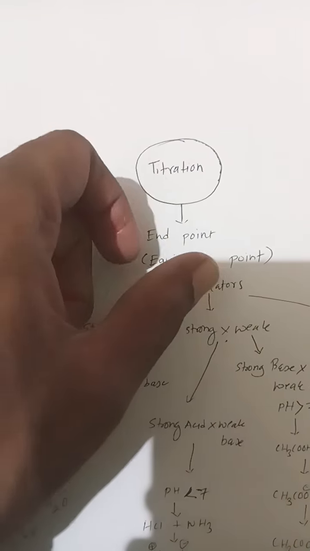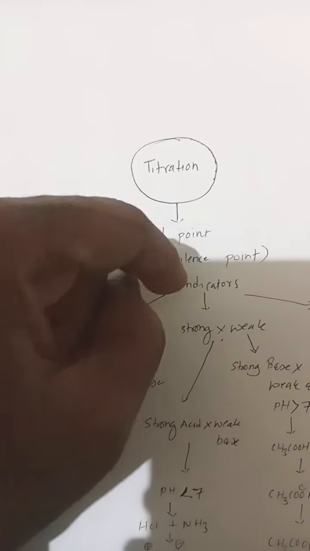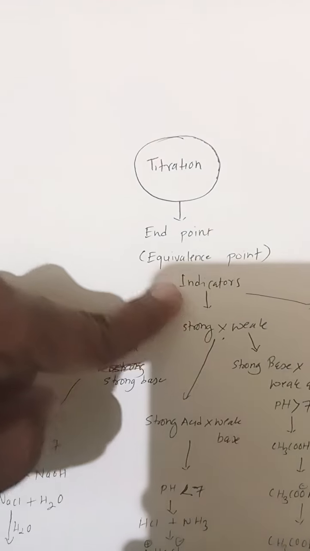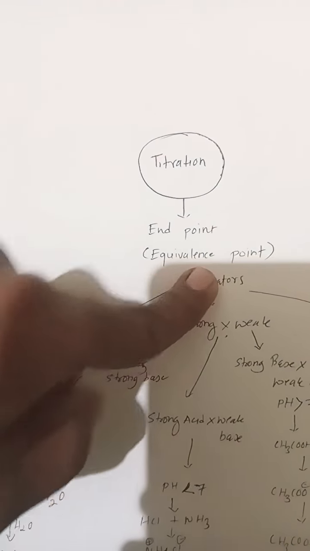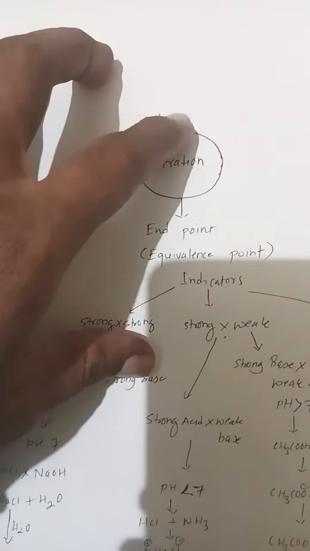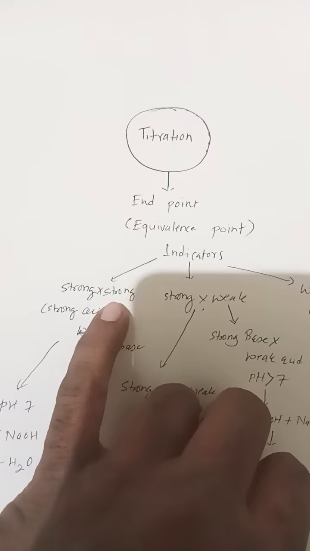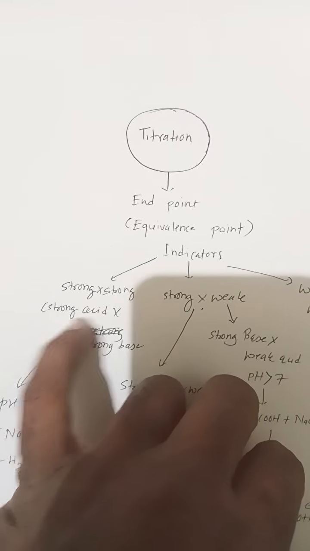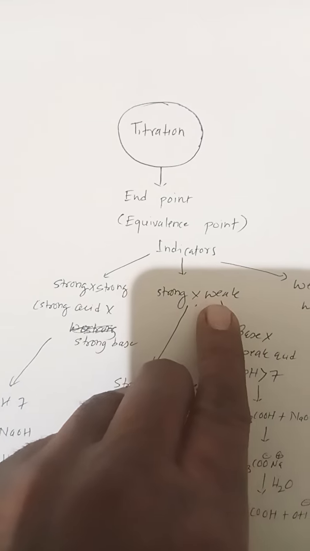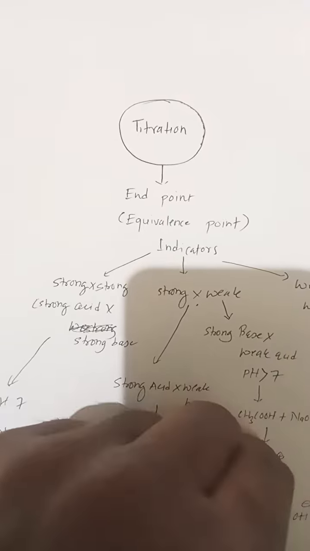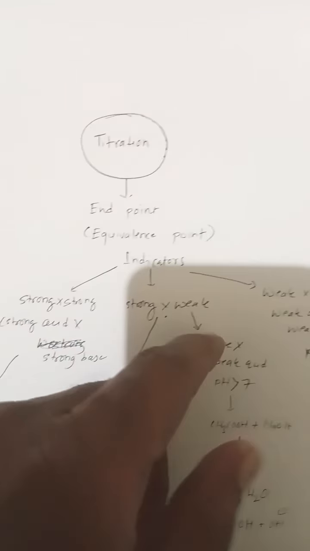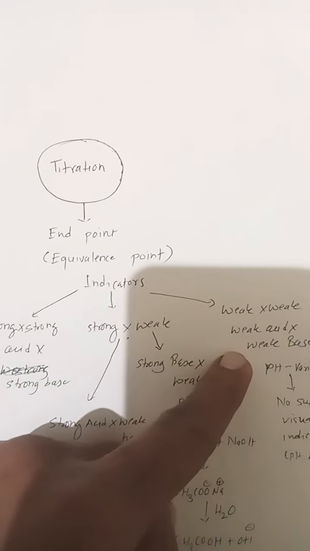Because it is expected that the reaction is completed, and it is sensed by these indicators. This is called the equivalence point, when the reaction is completed. In acid-base titration, sometimes we use a strong acid and a strong base. Sometimes one is strong and one is weak, like a strong acid and weak base, or a weak acid and strong base, and sometimes both are weak, a weak acid and a weak base.